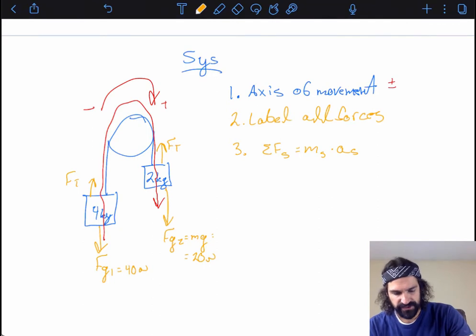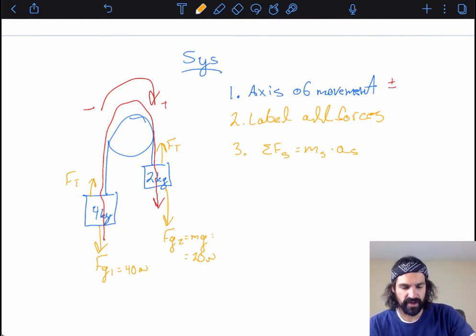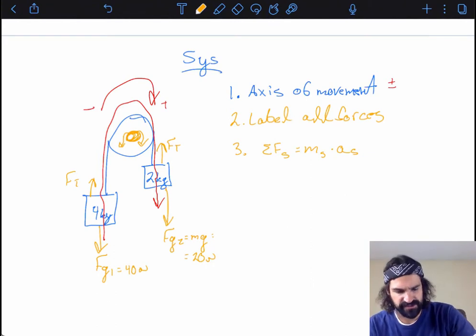So when you do this, all forces that are counterclockwise, or would create a counterclockwise spin of the pulley, we're going to treat as negative, and any forces that are clockwise, we're going to treat as positive. So if we look at FG1, it's clearly trying to pull it counterclockwise. So I'm going to assign that as a negative value, because net force is the sum of all other forces, so we have negative 40 newtons.